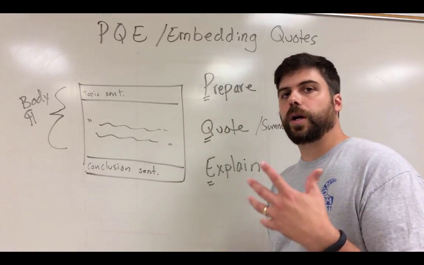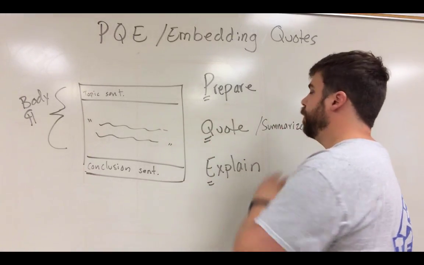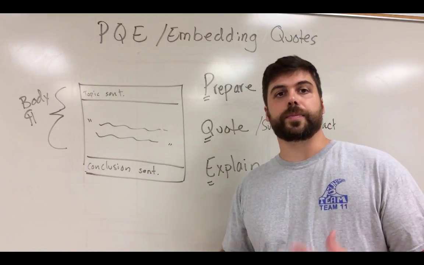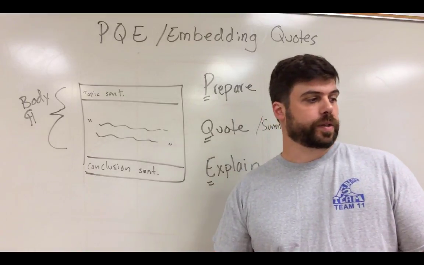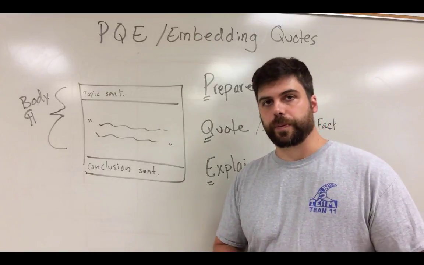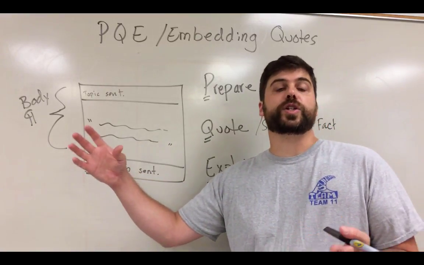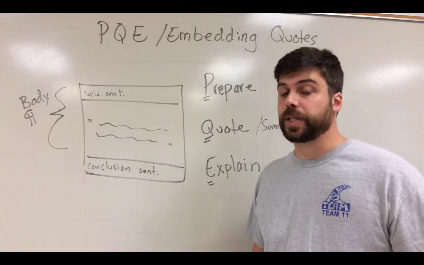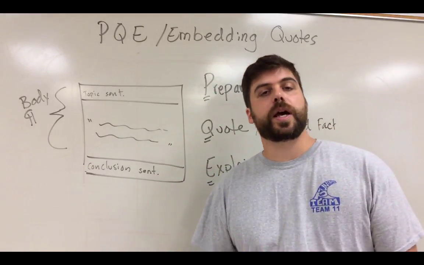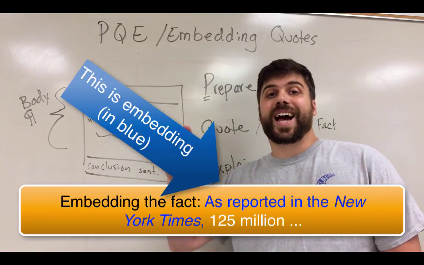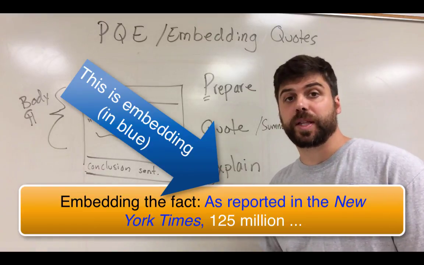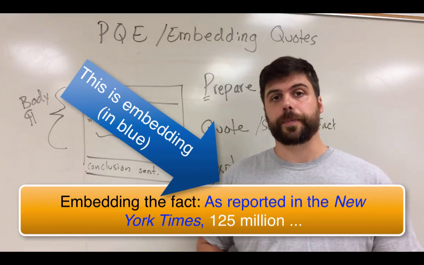Now embedding also is important. Whenever you give your reader a quoted fact or summarized fact, you should start the sentence with some words of your own. I like to add some persuasiveness to it. So I usually tell my reader what source it came from, especially if it was a reliable source. So if my fact came from the New York Times, I could say something like, the New York Times reported that, and then we'll talk about the $125 million plus $50 million to come.